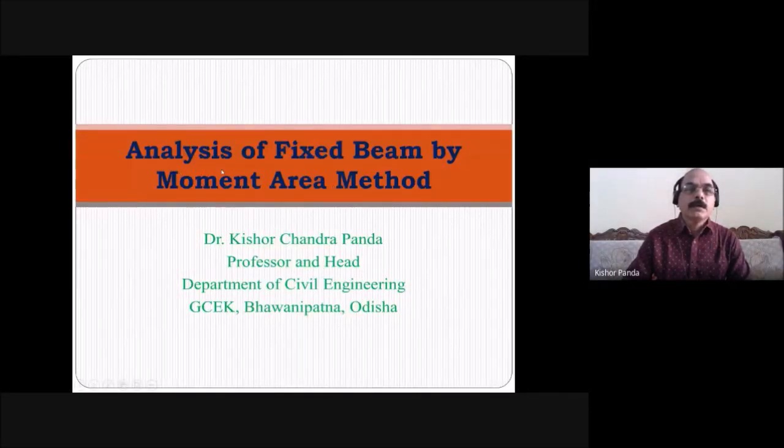Today we'll start analysis of fixed beam by moment area method. Already we have discussed how to solve the propped cantilever by consistent deformation method. But today we'll discuss how to solve the fixed beam by moment area method.